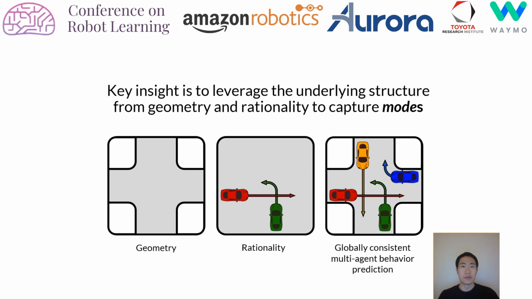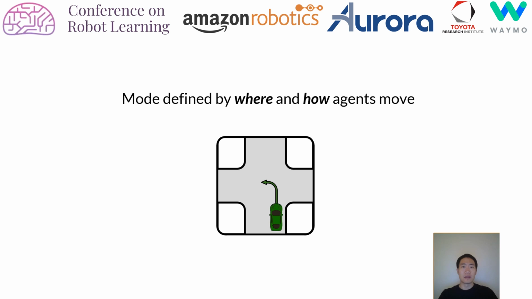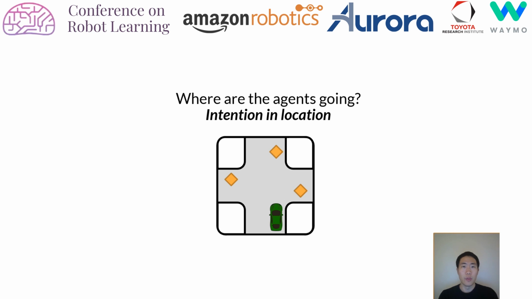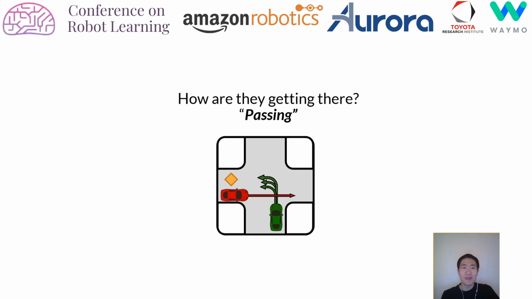Our insight is that underlying structures stem from rational agents exist. Constraints such as interactions to avoid collision, geometry of the road, will remove unrealistic configurations. We leverage these structures to capture globally consistent modes. We define a mode as a compact representation for configuration by where and how agents move. For the question of where, we infer intention in location. For the question of how, we infer how agents are passing each other.